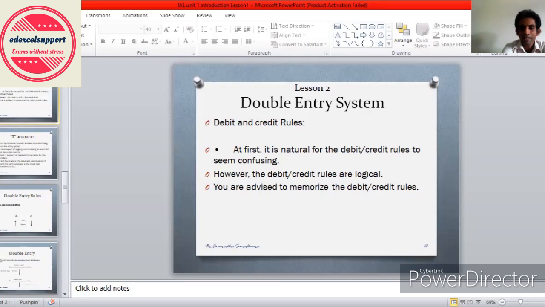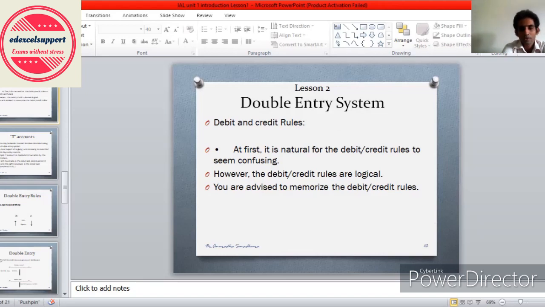So when we consider the double entry system, we can't forget the person who is the father of accounting, Luca Pacioli. He's the one who introduced this double entry system to this world. We call it the duality concept. Every transaction has a debit and credit entry. So first we'll talk about debit and credit rules.